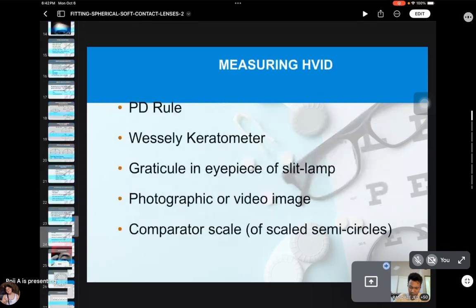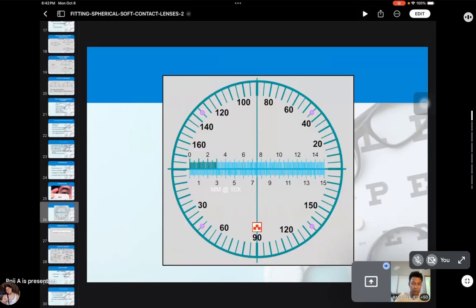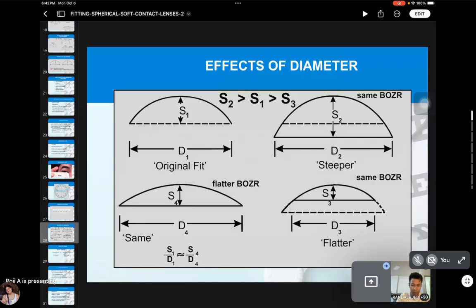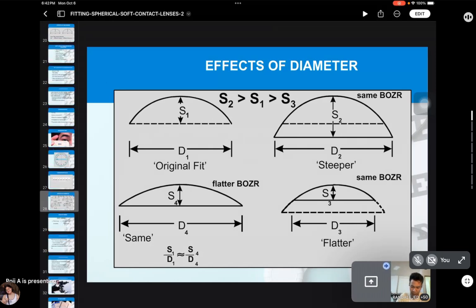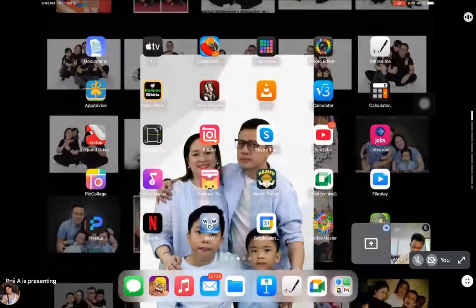Now, I'm sure you have done that when you are measuring the HVID. So this is for your pupil size. Now the diameter, using, of course, the effect of the sag height. Rule of thumb, I need you to understand this: for every increase in your lens diameter, you should increase your base curve. Okay, I'll give you an example.